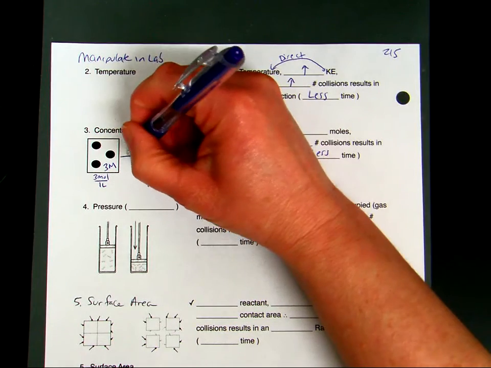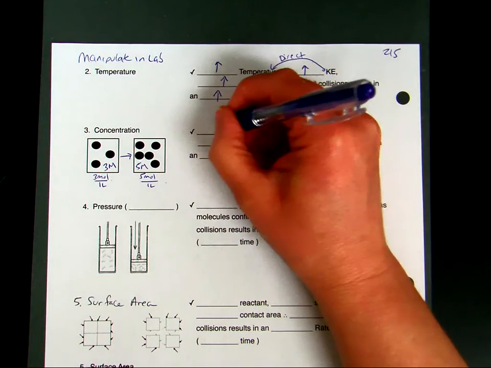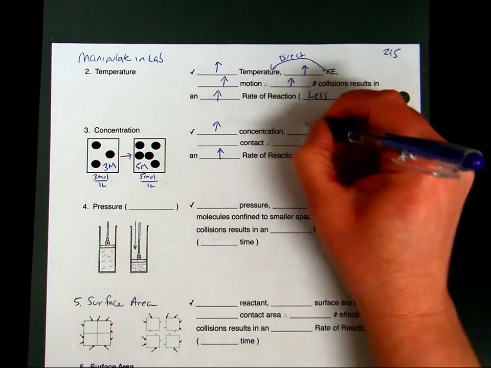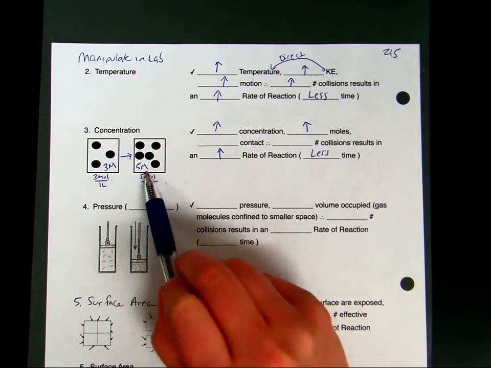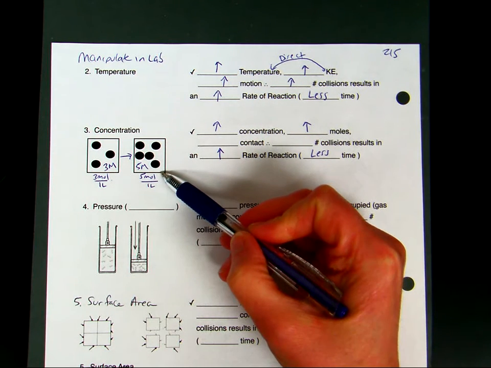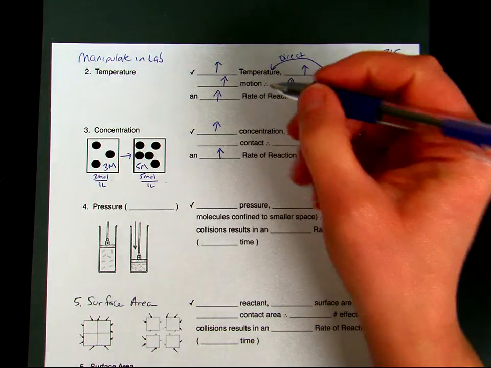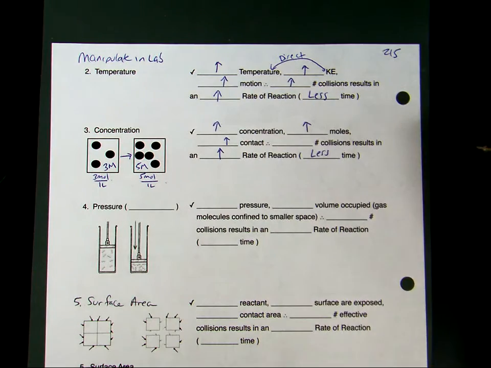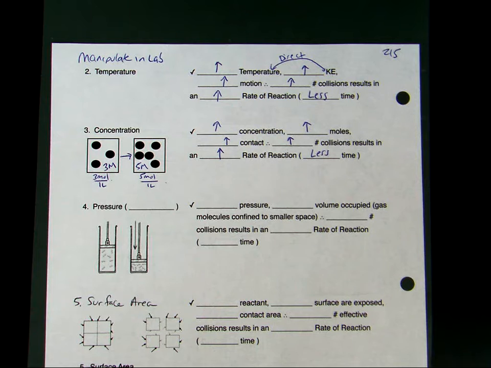So when I go from picture 1 to picture 2, 3 moles to 5 moles, I see an increase in the concentration because there's an increase in the number of moles. Take a look, it's the same size container, but in the 5 molar solution, each of the particles has a little bit less personal room to move around in, so there's an increase in the amount of contact between the particles. Therefore, that makes an increase in the number of collisions, which results in an increased rate of reaction.